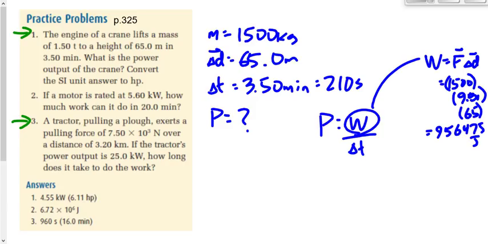So that's how much work the crane did in lifting the mass to this height using F times D. We're lifting it straight up, so the force that I have to apply has to counter gravity, so it's going to be M times G times the displacement.